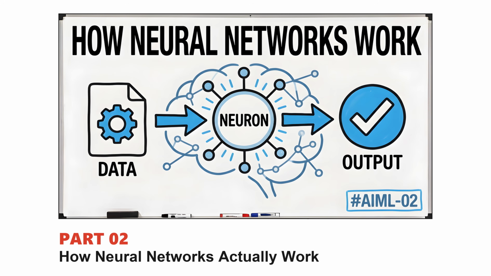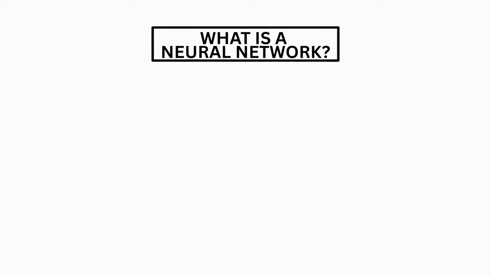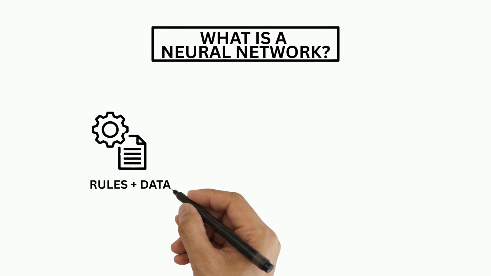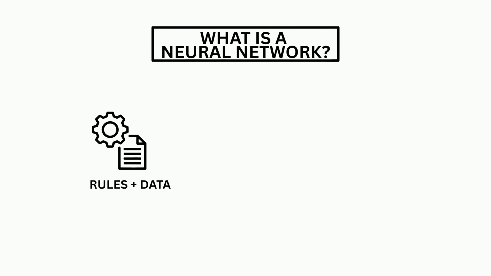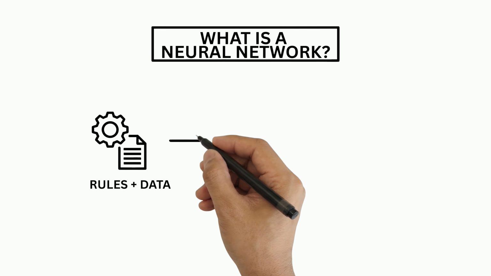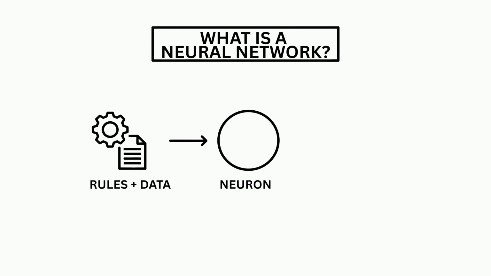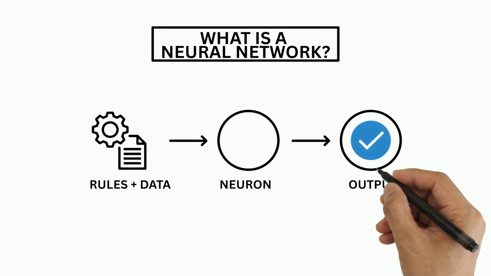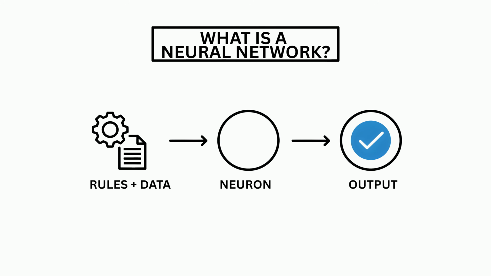Part 2. How neural networks actually work. Last time we saw that machine learning replaces handwritten rules with rules learned from data. But how does a model actually learn those rules? For a huge chunk of modern AI, the answer is a neural network. A neural network is just a stack of simple math units wired together in layers that gradually transforms raw input into a useful output. It sounds abstract, so let's build one piece by piece, starting with how data even gets in.